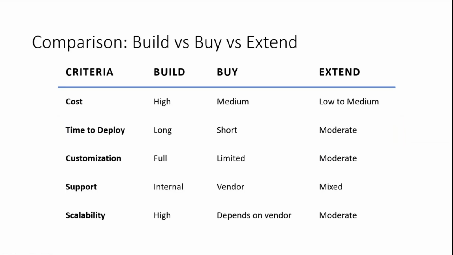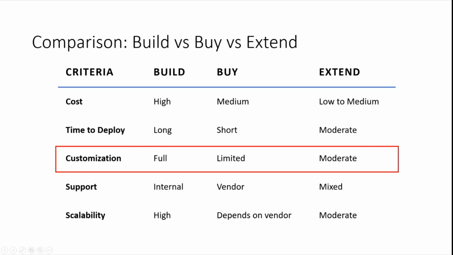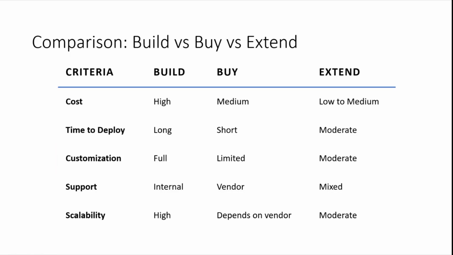Now the third criteria is about customization. Obviously, when you are building, you get full flexibility, so you have 100% control over the logic, data flow, UI, workflows, as well as any kind of integration that you want to make within Microsoft 365 or even outside of that. When you buy, you get limited customization options because these are pre-built agents which offer predefined functions. And lastly, when you extend, there are moderate customization options available because you can add features and integrations, but still dependent on what the base agent actually supports.